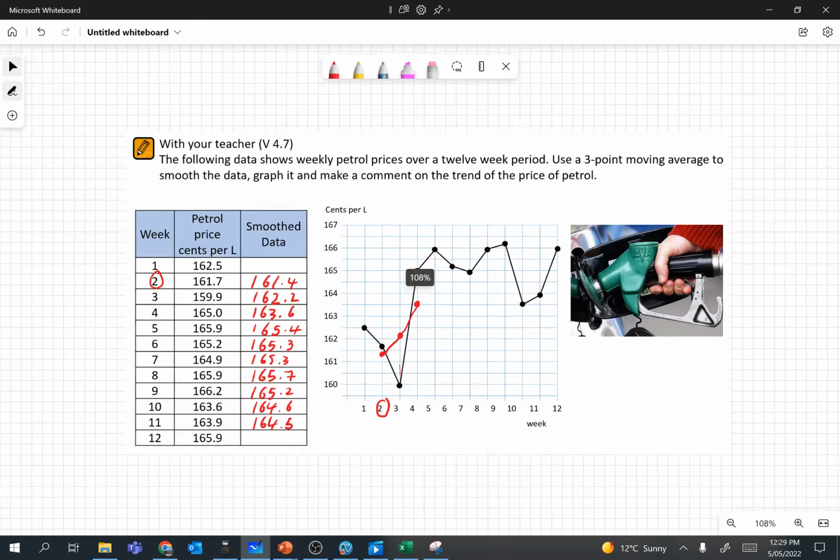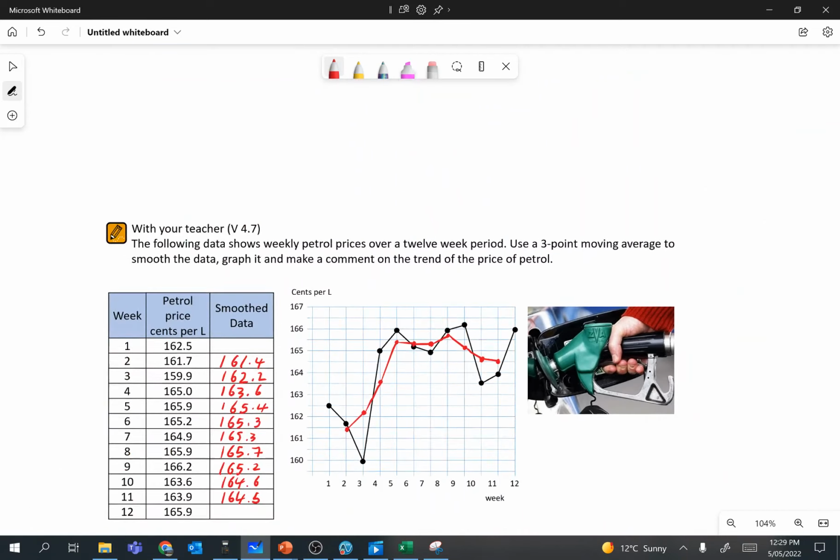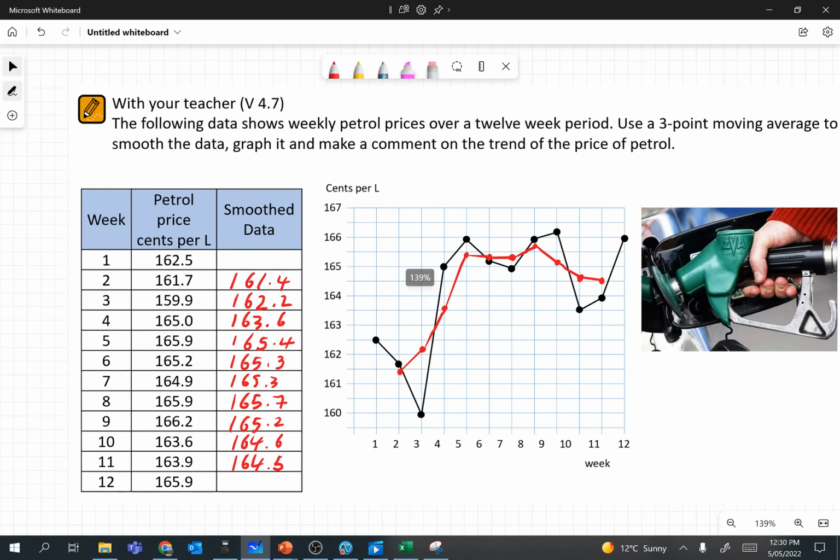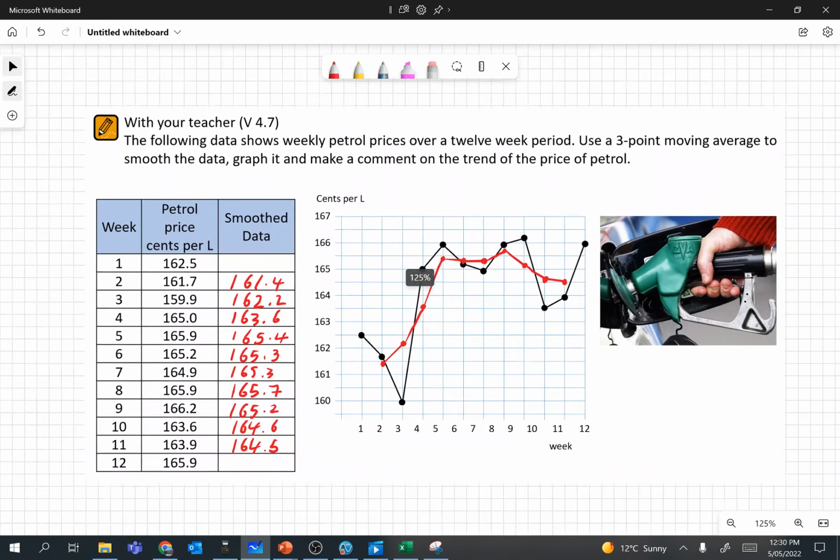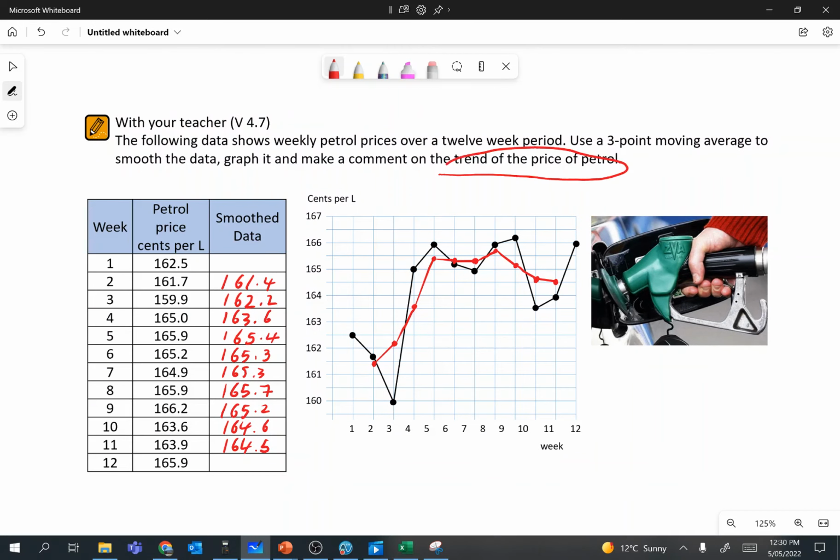Righto, so you should have a graph that looks like this one here. So there's our moving average. So we can see that we've smoothed the data. There's not as many peaks and troughs. And you can see this, the trend of the price of petrol seems to be on the up, which has been a general theme. In fact, these prices are pretty good compared to what they are at the moment if you look at the date that this video was recorded. Anyway, in terms of the trend of the price of petrol, we've got an upwards trend, certainly here.